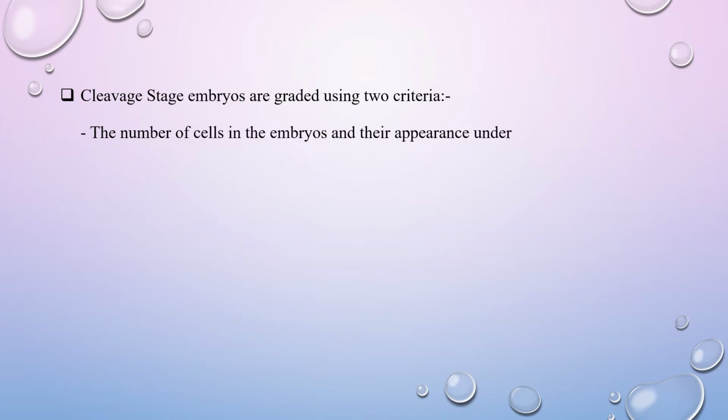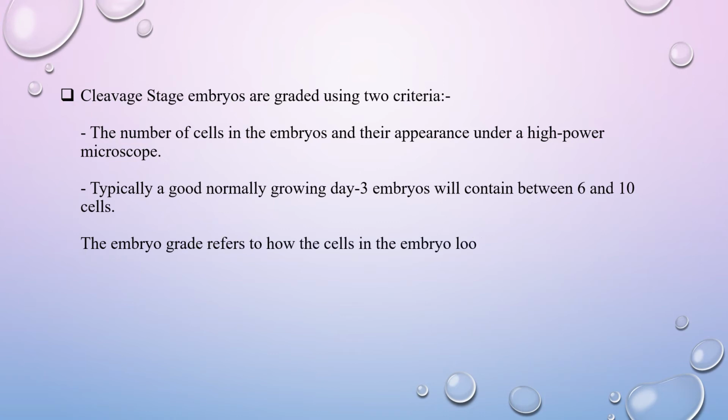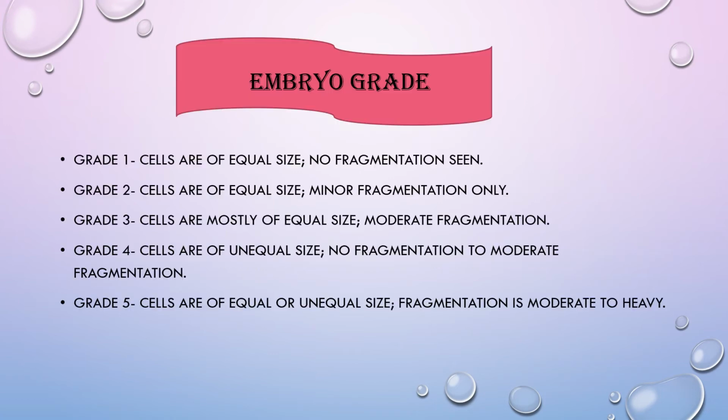Cleavage stage embryos are graded using two criteria: the number of cells in the embryo and their appearance under a high power microscope. Typically, a good, normally growing day 3 embryo will contain between 6 and 10 cells. The embryo grade refers to how the cells in the embryo look. A grade 1 embryo, for example, is one in which all the cells are of the same size and there is no fragmentation in the embryo.